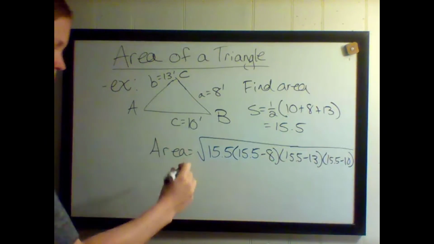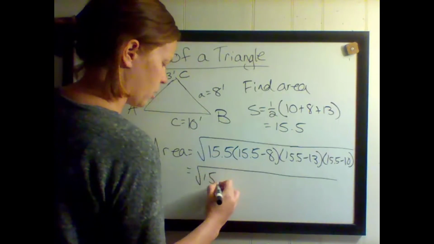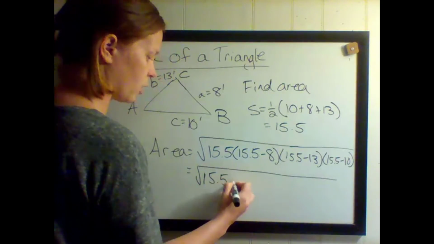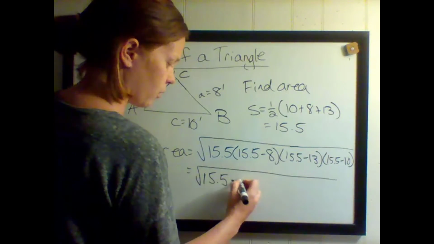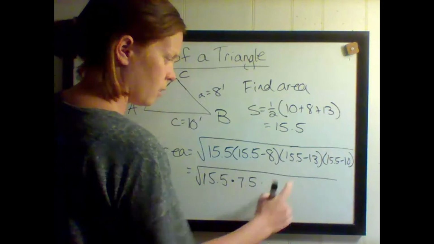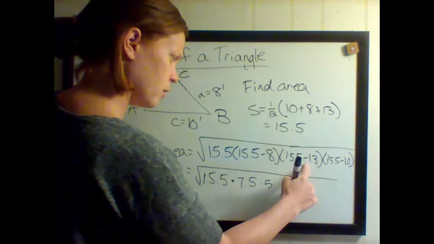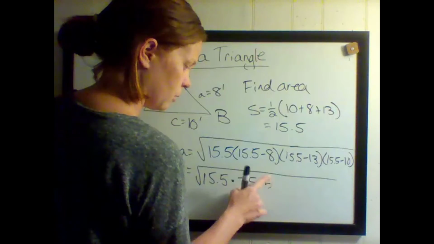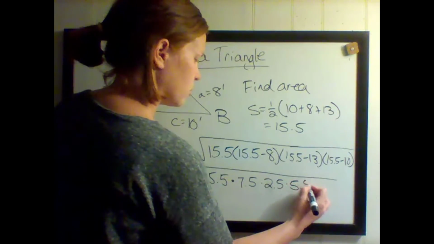You could do this all in one step if you're really good with your calculator, but I'm going to at least do one extra step. So I'm going to bring down the 15.5. This is going to be 7.5, this would be 2.5, and the last one is 5.5.